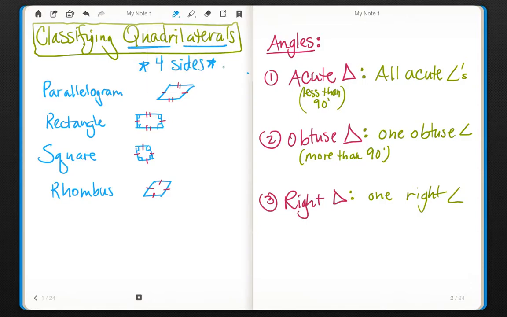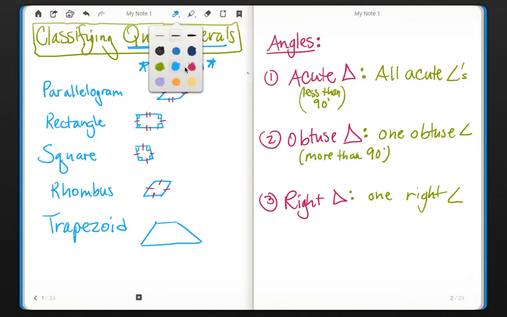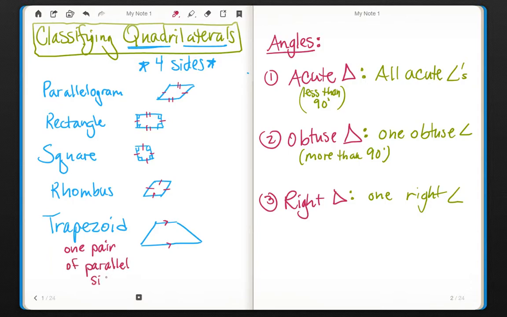And let's see, what else? Another 4-sided figure would be a trapezoid. And we learned about those a lot in 6th grade math. A trapezoid, oftentimes they'll look like this. And opposite sides, it has one pair of parallel sides. I'm going to do a little arrow on the parallel side. So those would be parallel. One pair of parallel sides, but not 2. Parallelograms, all those first 4, those all have 2 pairs of parallel sides. But a trapezoid only has 1 pair of parallel sides. Okay.